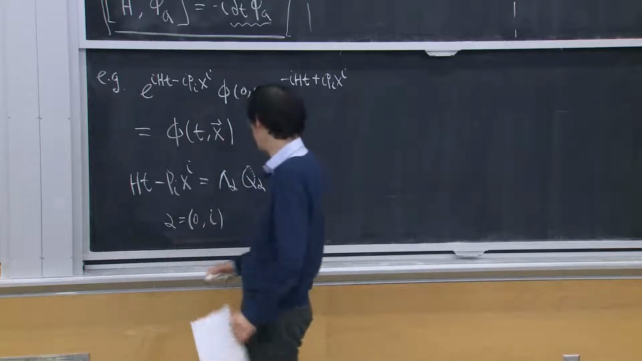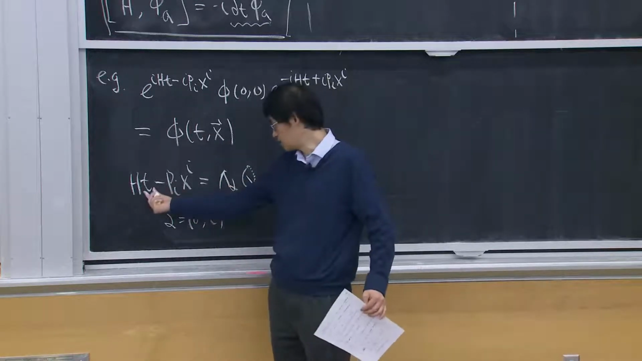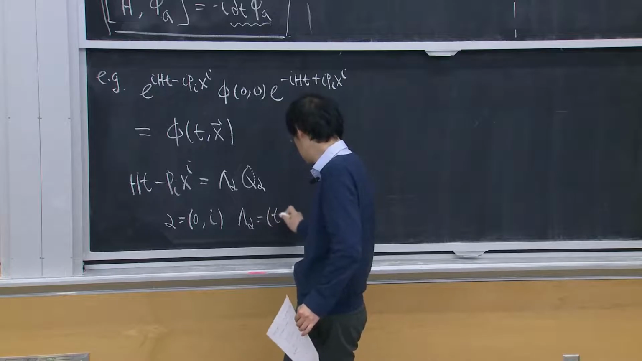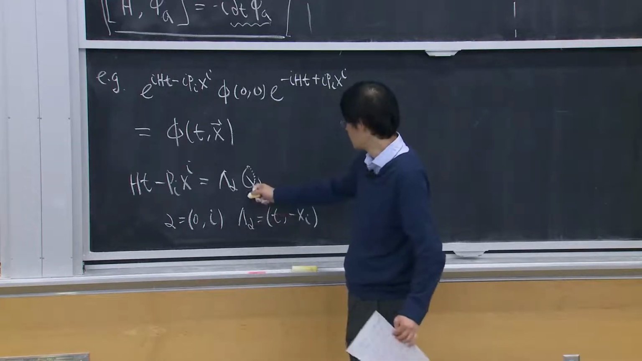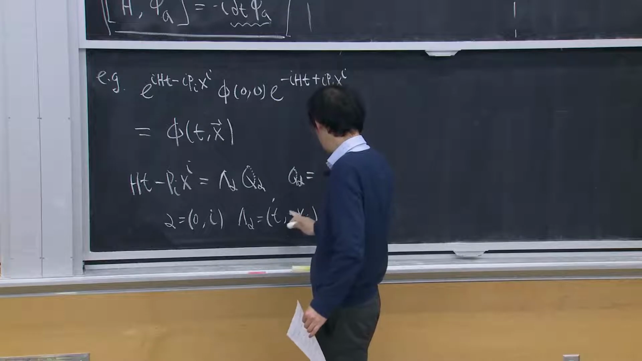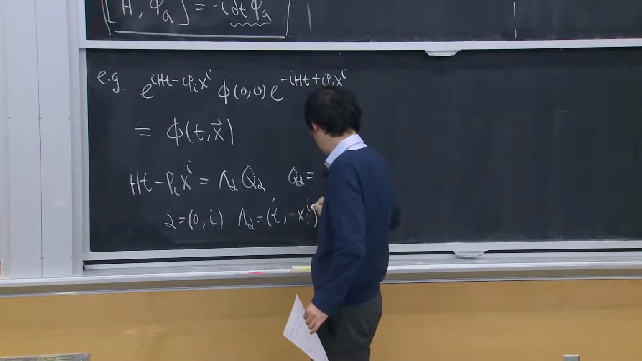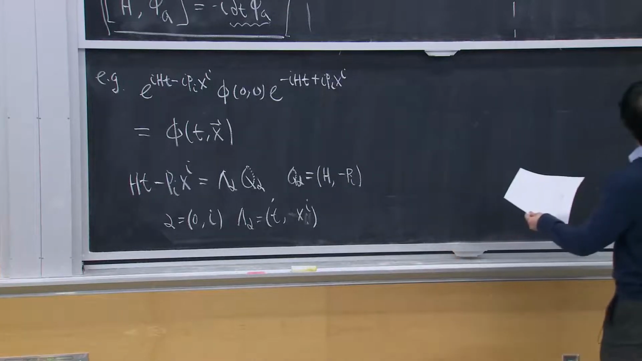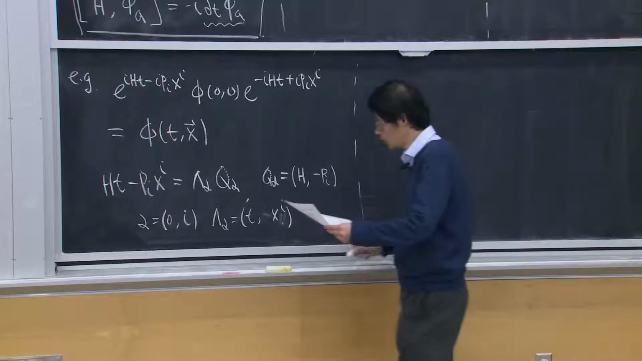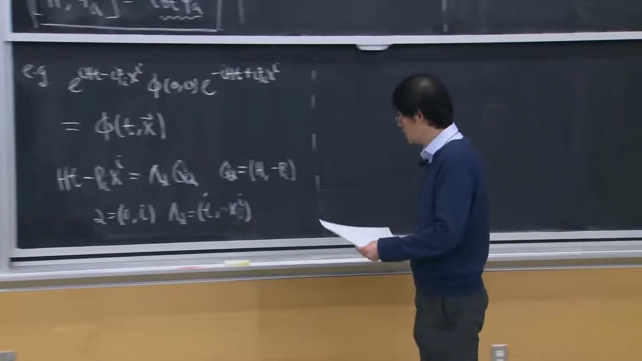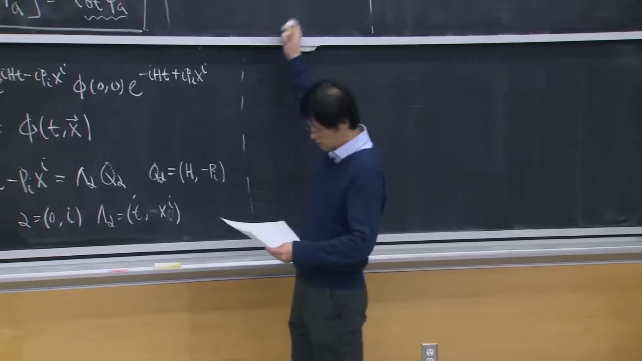over the 0 and i directions. So in the 0 direction, the t now is just some parameter, and λ_α is equal to t and the minus ξ. And Q_α here is just H, and Q_α here is equal to minus π. Good. So this is just an example of that.